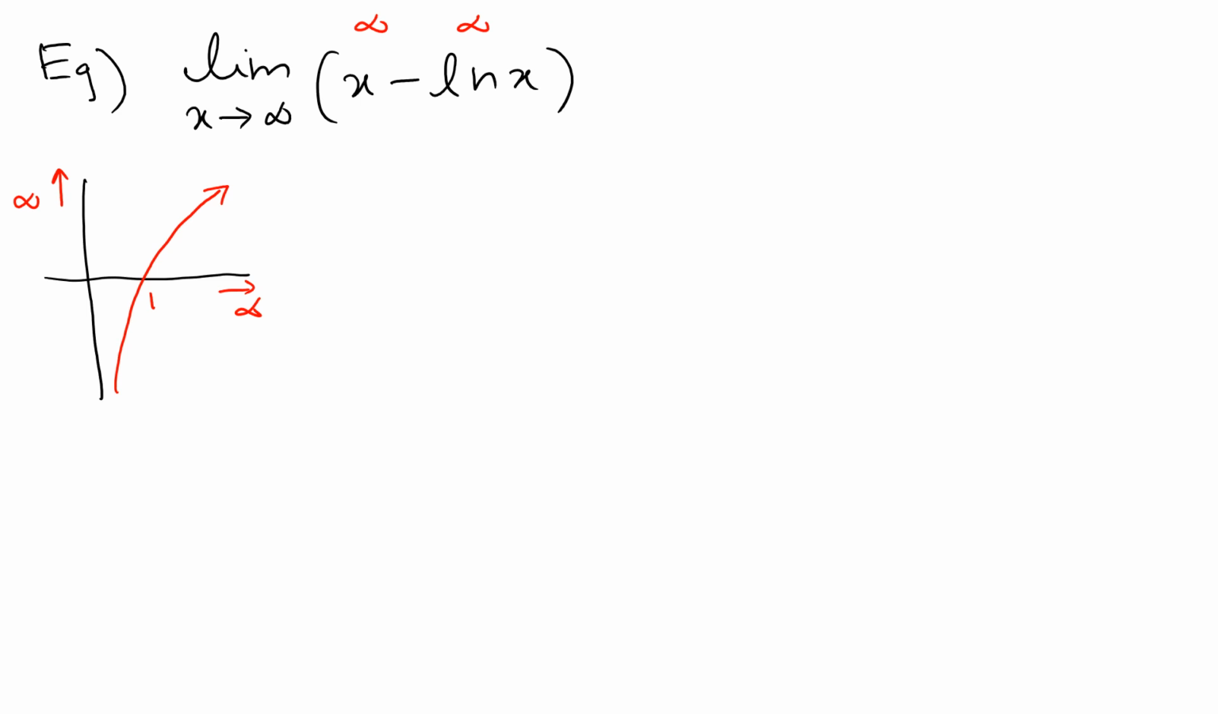Now the problem is that in earlier problems we simplified fractions, but now there's no fraction to simplify here. So we kind of get stuck. What we can do is a special trick for this problem. We pull x out as a factor. Limit as x goes to infinity of x times (1 minus ln x over x). That's what happens.